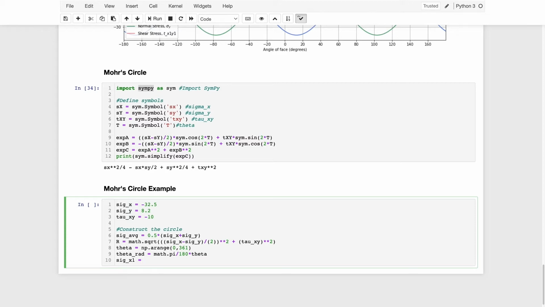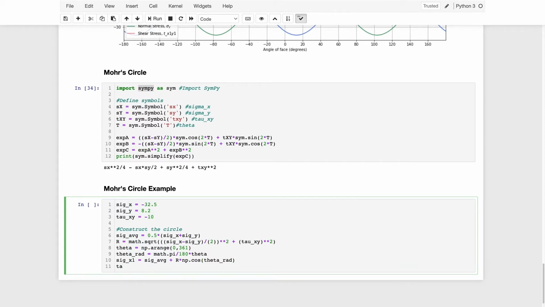So that's going to be sigma average plus r times the cosine of theta. Again, we saw this over in our notebook. So that's going to be r times np.cos. We're taking cosine from the NumPy library, passing in theta rad. That's going to give me all my Cartesian x coordinates.